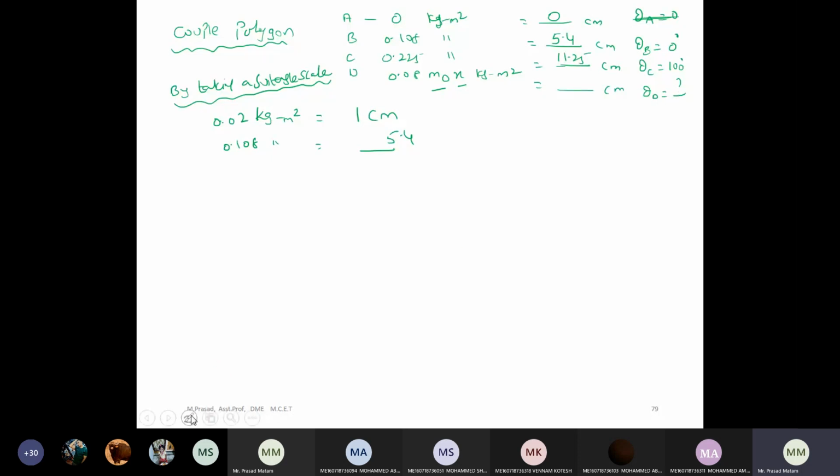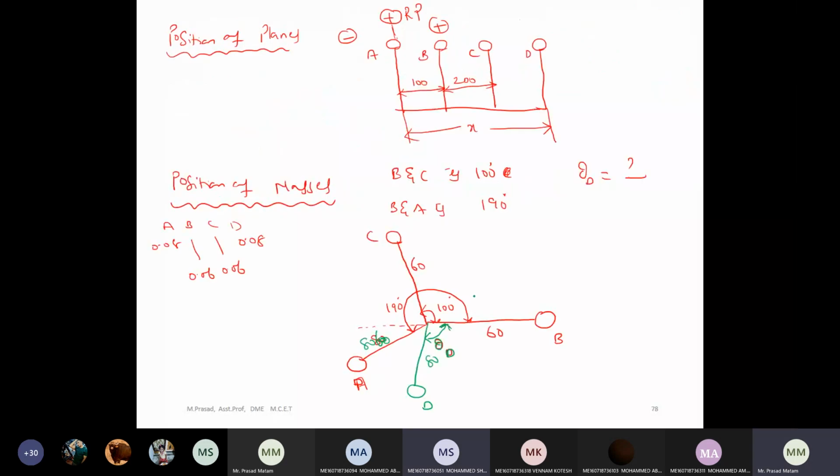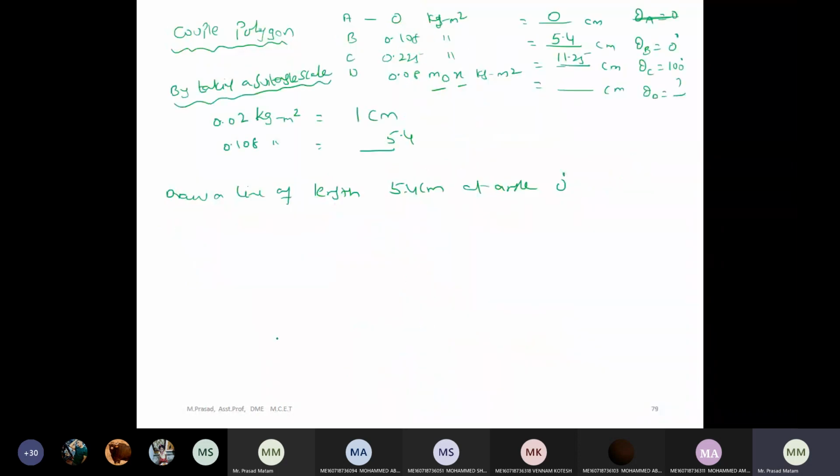Now how to solve this? I am just writing a step here. Draw a line of length 5.4 centimeter at an angle 0 degrees. Sir, how is theta B equal to 0, sir? What is the position of plane B? You can see here. What is the position of plane B? It makes an angle of 0 degrees. You got it? Okay, sir. What is the position of plane C? It makes an angle of 100 degrees. That is already given in the question. Okay. How to draw? Okay.